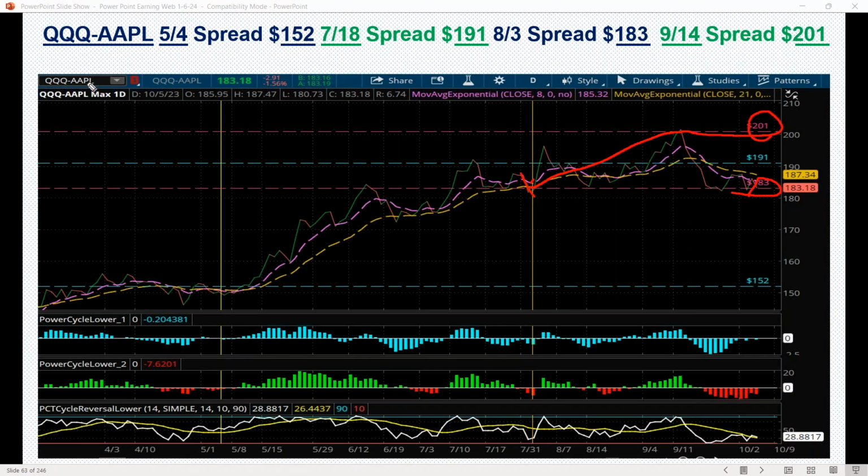Again, that was being long QQQ, short Apple. Apple was going down harder than QQQ, so that spread between the two blew out. It went from 183 up to 201. That's an $18 per share move, and if you did that synthetic, that would be $1,800.